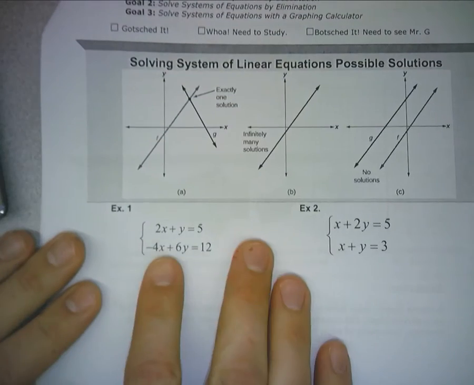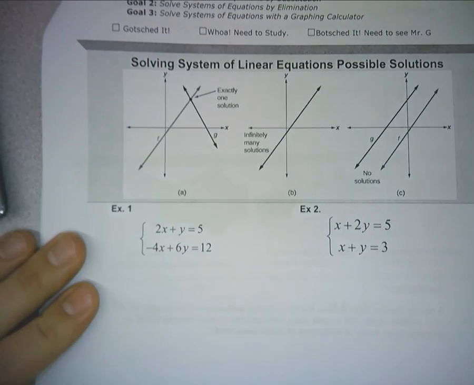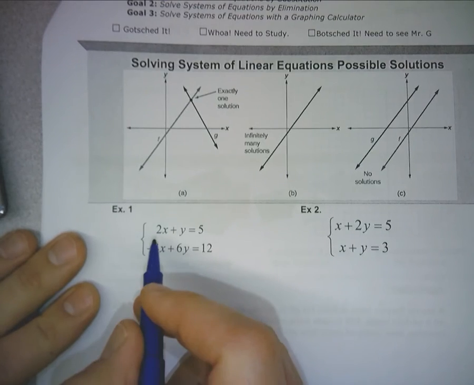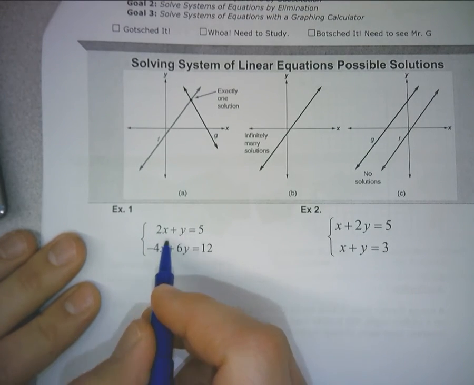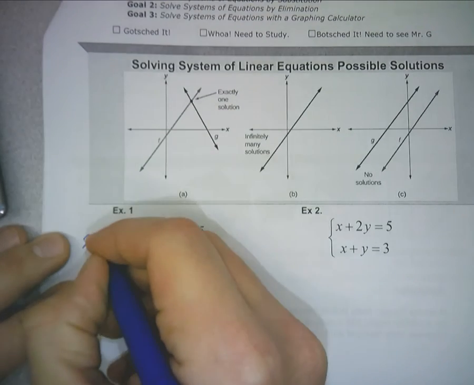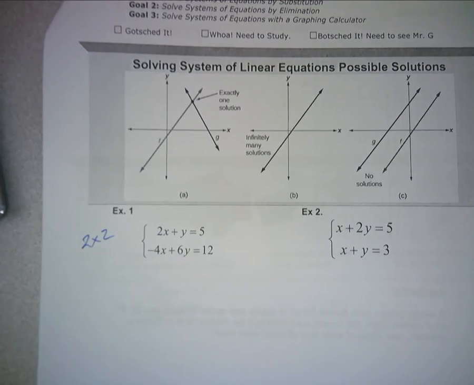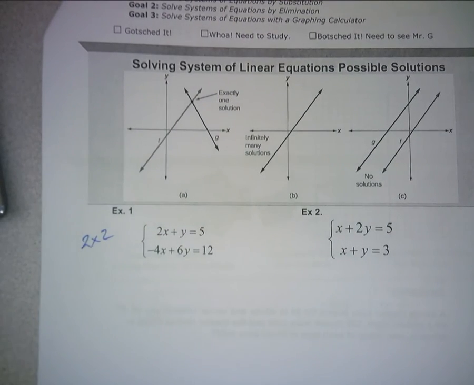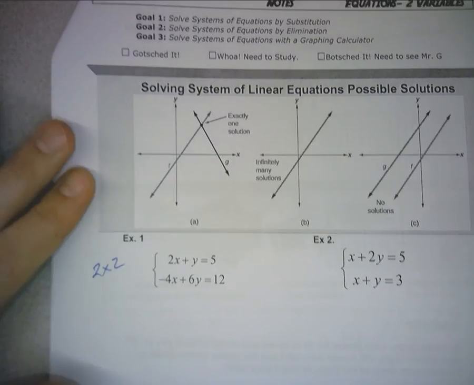So what we're going to be dealing with is systems that look like this, okay? And I call these 2 by 2s because there's 2 variables and 2 equations. So you'll hear me say 2 by 2, okay? And eventually on Monday, we're going to do 3 by 3s, which means 3 variables and 3 equations, okay?